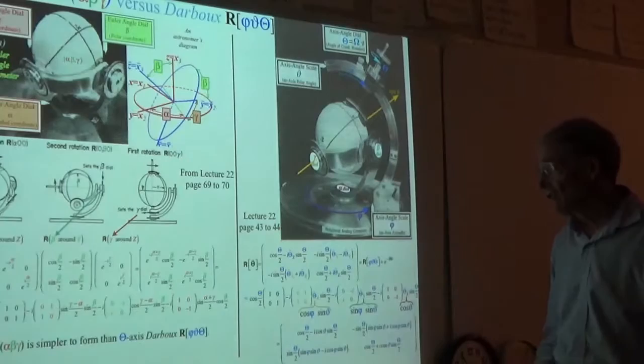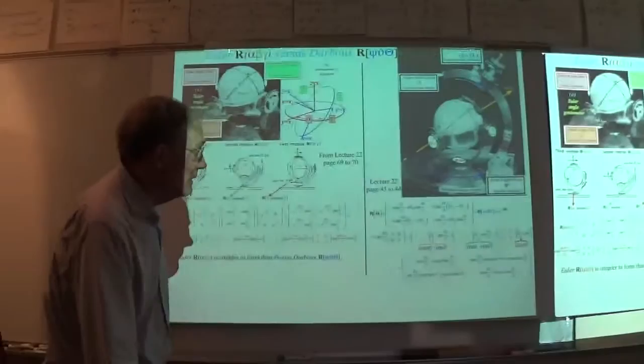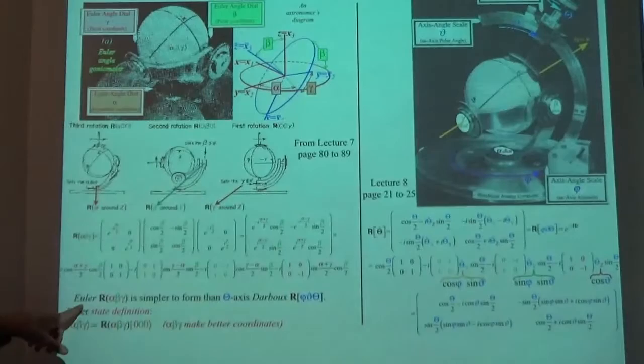So we're going to put these two together, have them fight. Well, not really fight. We're going to equate them to each other. And that is the thing that's going to happen next year. Now, notice two things. First, the Euler is a simpler form, Euler's definition, this alpha, beta, gamma. And it makes better coordinates. The coordinates are very easy to see.